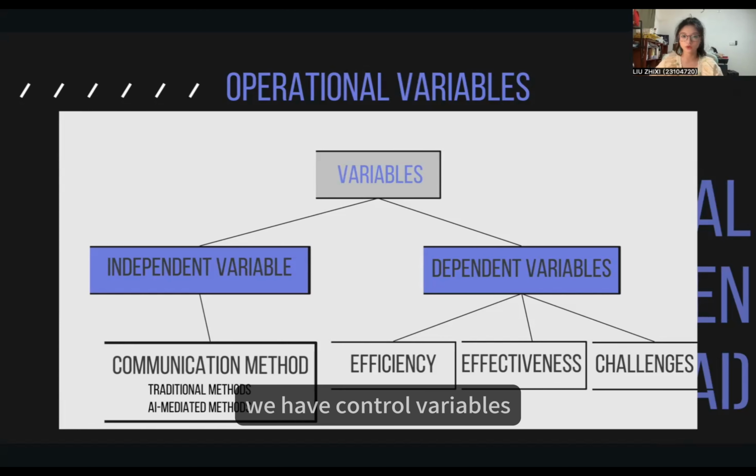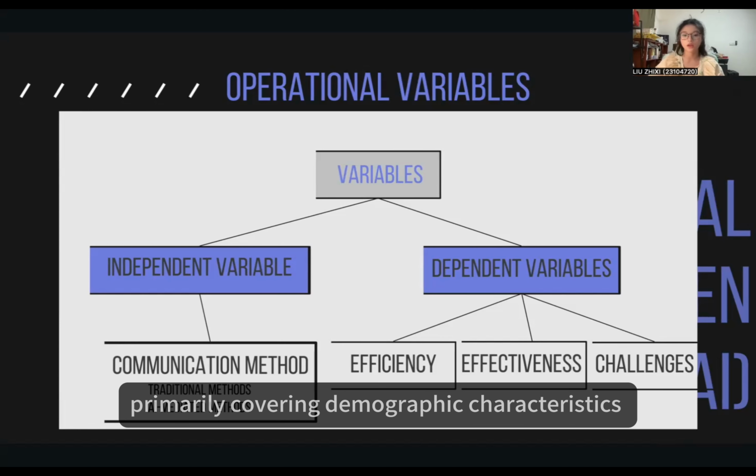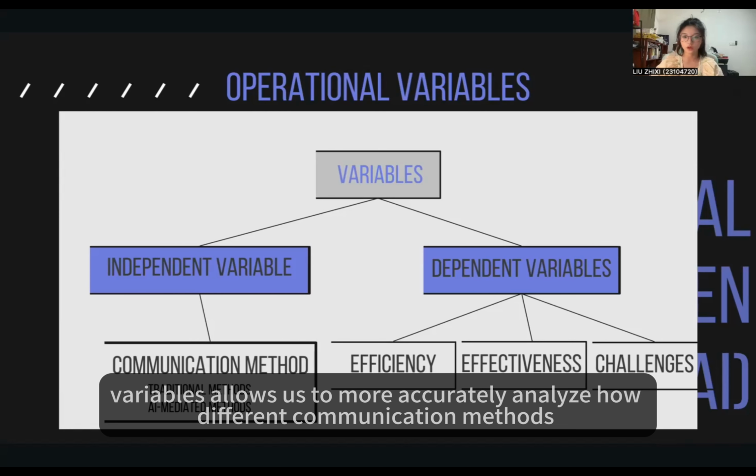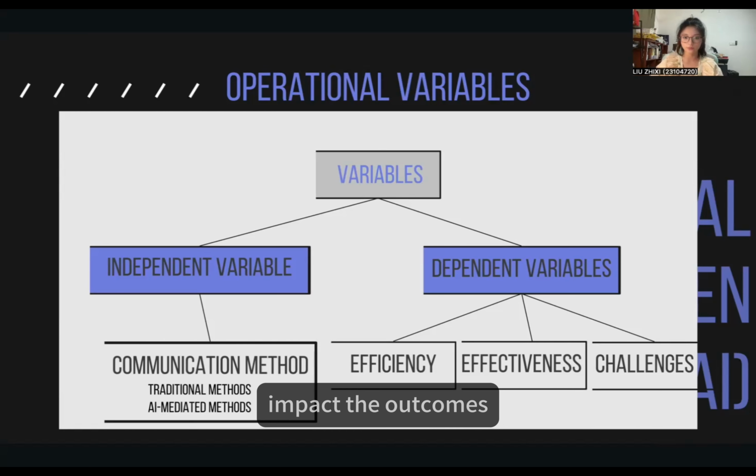Additionally, we have controlled variables, primarily covering demographic characteristics such as participants' age, profession, and prior experience with AI tools. Controlling these variables allows us to more accurately analyze how different communication methods impact the outcomes.